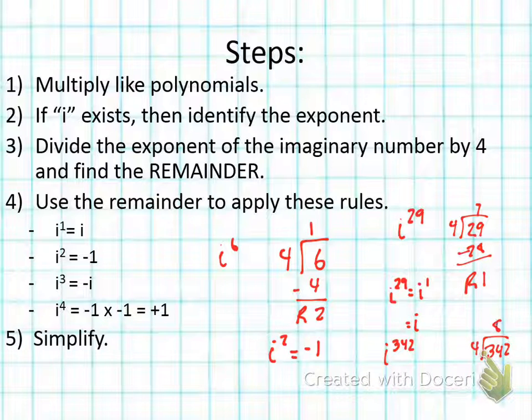It goes in 8 times. 8 times 4 is 32. Subtract, you get 22. 4 goes in 5 times. And my remainder, that's what I'm looking at. My remainder is 2. So we know i to the 342 is just like saying i squared, which is equal to negative 1. You all see that?